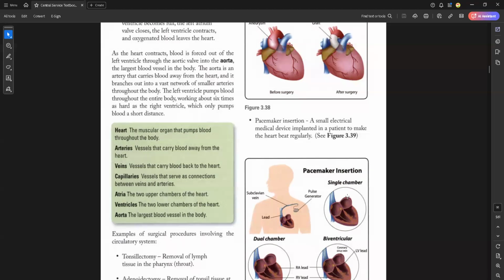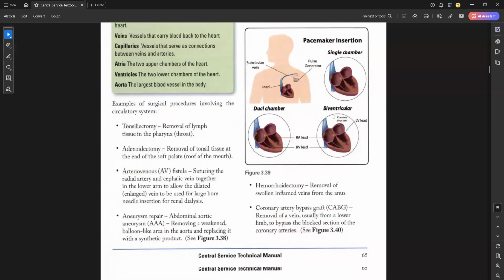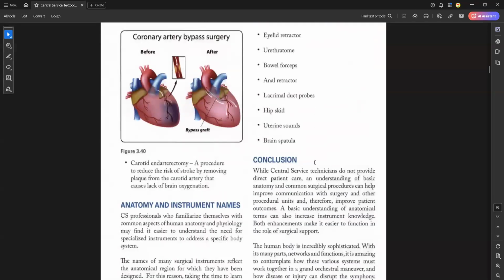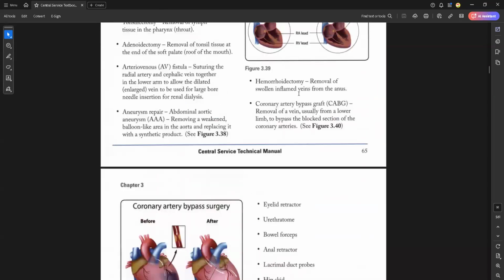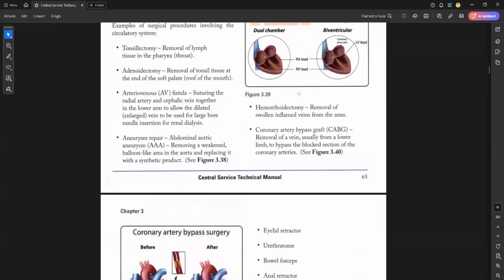We have the tonsillectomy, and then let's go to the next page again. I think we jumped over some of them. We have a carotid, let's come down a little bit here. Very good. Thank you. Adenoidectomy also is there. Adenoidectomy, removal of the tonsil tissue at the end of the soft palate.